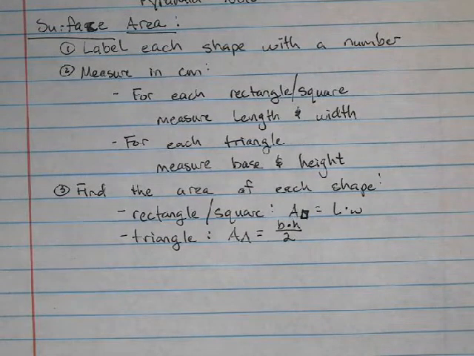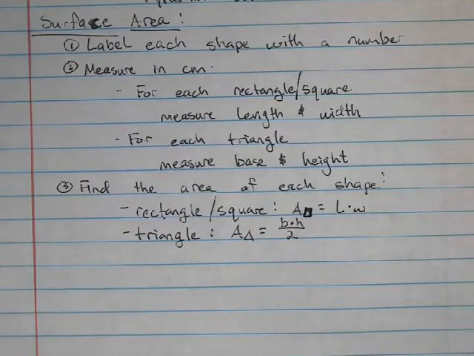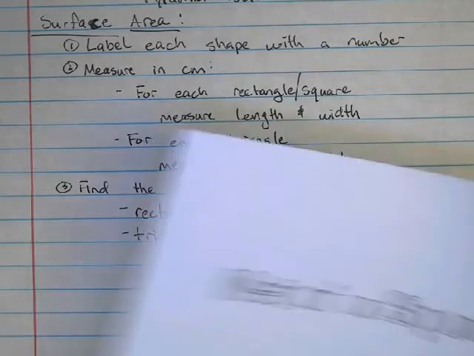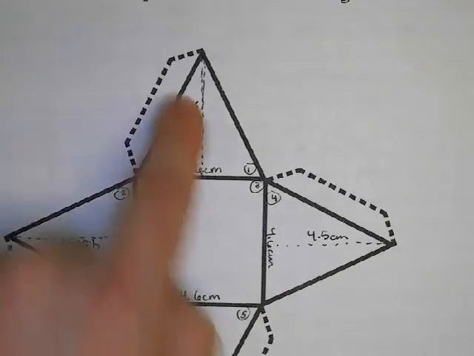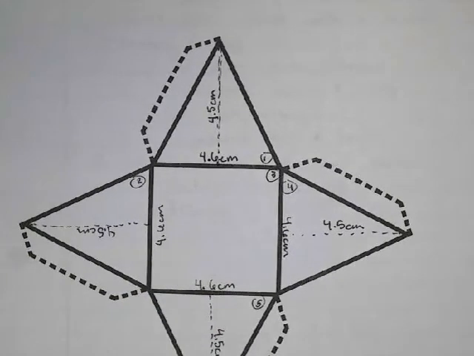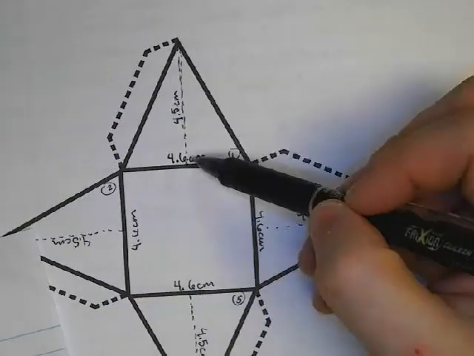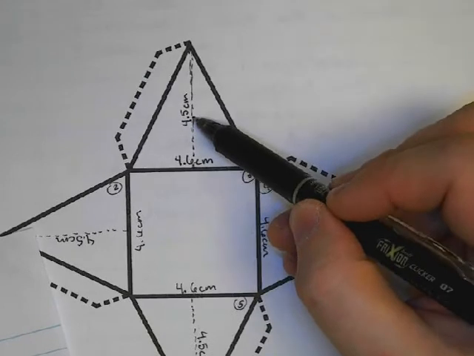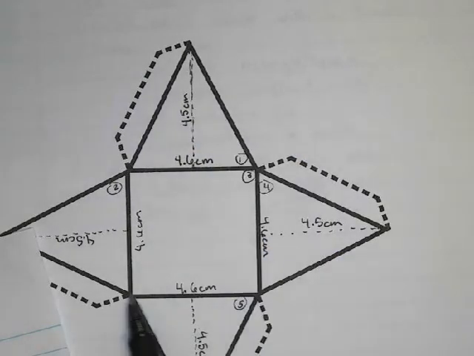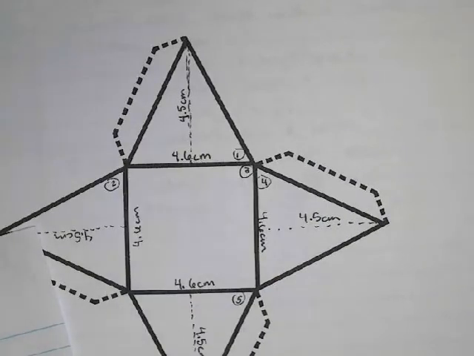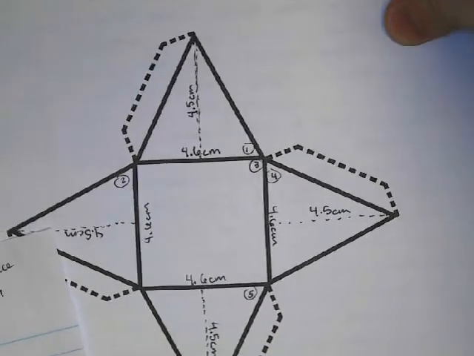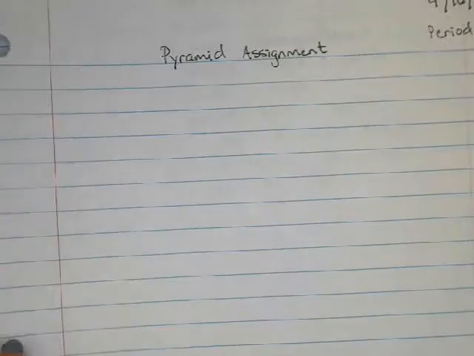So I'm going to pause right here if you need to catch up on writing. So now we're going to go to our assignment page, and we'll use the lengths we found, the dimensions we found, to fill in that. So we'll use the base and the height of our triangles to plug into our formulas to find the area of the triangle, and we'll use our length and our width of our square to find the area of our square. So let's go ahead and go to our assignment.